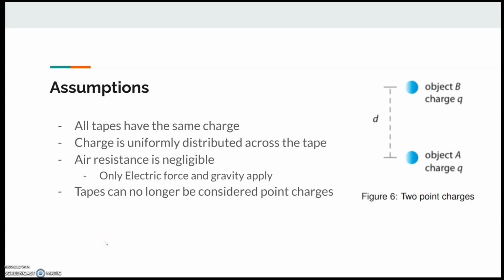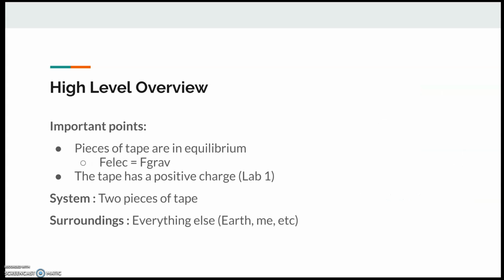So some assumptions that I made in this lab: all tapes are going to have the same uniformly distributed charge, and I'm going to assume that air resistance is negligible, and we'll talk about why that maybe isn't a great assumption later. And naturally, the tapes can no longer be considered point charges in this lab. So a high-level overview, like I said, F electric equals F gravity, and in Lab 1 I determined that the charge on the tape was positive. So clearly defining the system and surroundings here, we have two pieces of tape. It's going to be the system, and the surroundings is everything else.